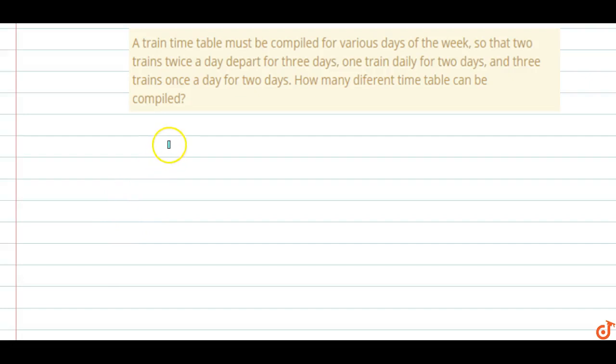In this question, a train timetable must be compiled for various days of the week so that two trains twice a day depart for 3 days, one train daily for 2 days, and three trains once a day for 2 days. How many different timetables can be compiled? Okay, so there are three types of these: one train, two trains, and three trains.